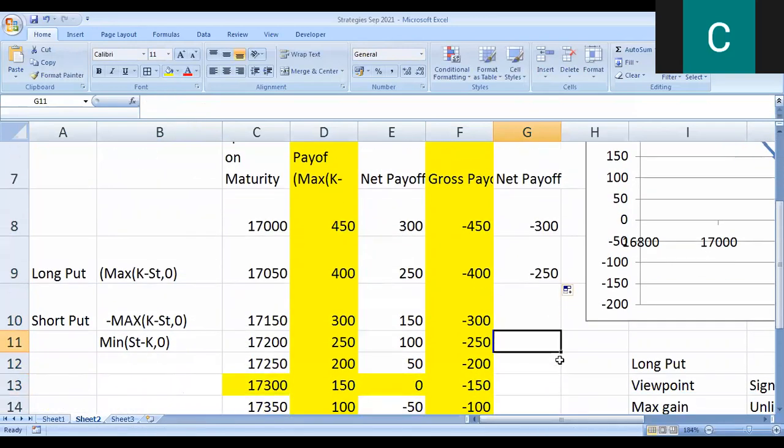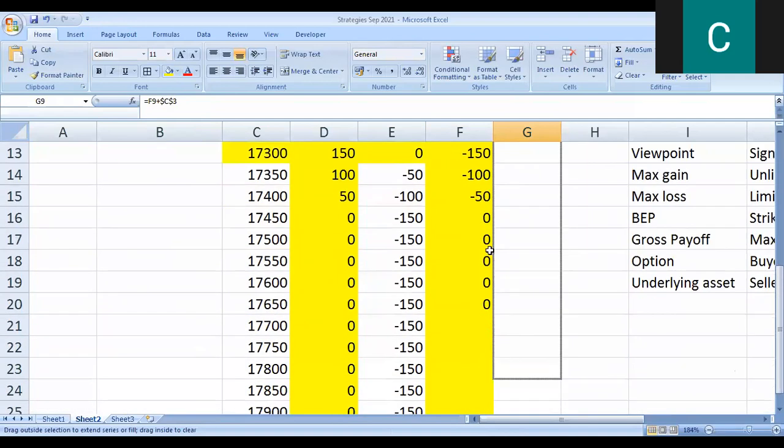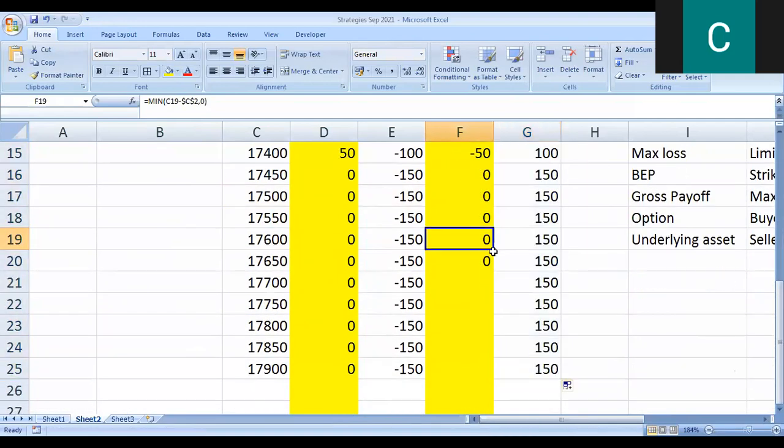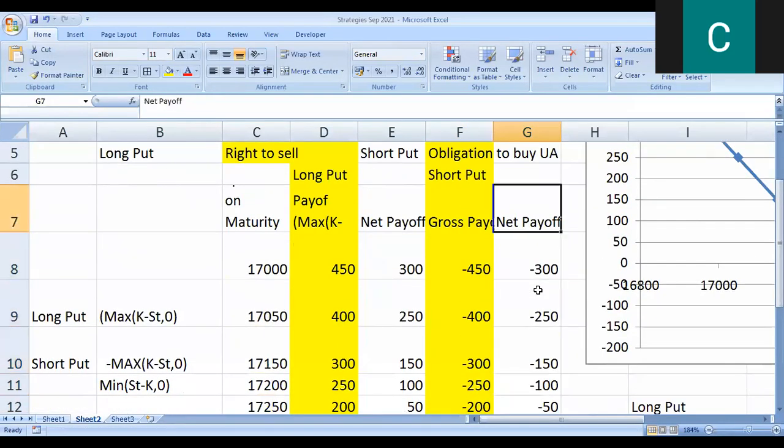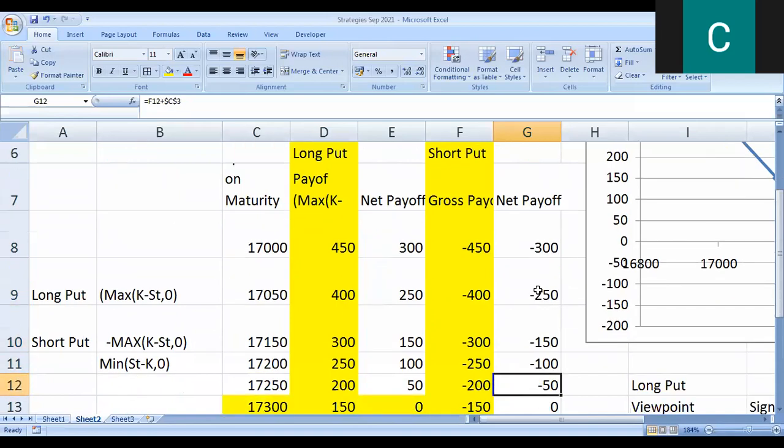Now you look at the mirror image of this, the payoff diagram. How does the payoff diagram look? Carefully understand and interpret this. Whenever the market is in a downtrend, are we in losses or profits? Losses.